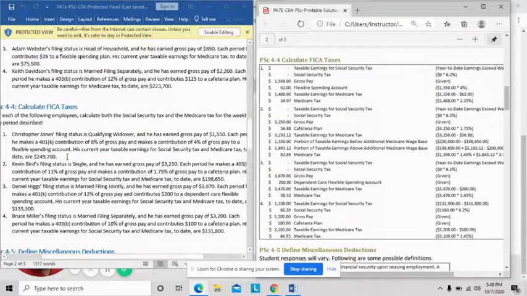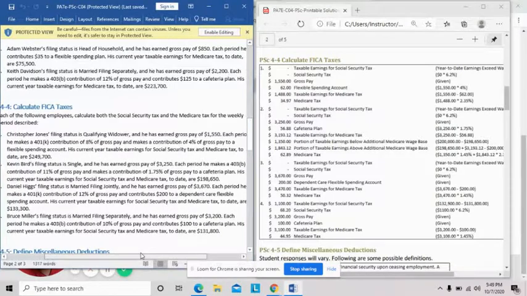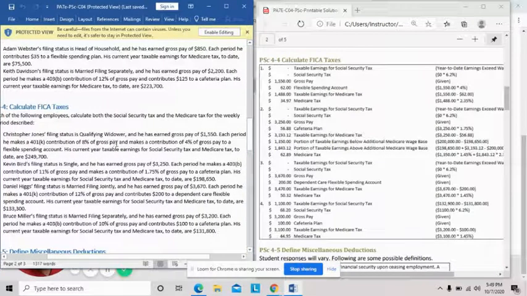Okay, so FICA taxes. Number 1, Christopher Jones, filing status is qualifying widower, gross pay of $1,550. Each period he makes a 401k contribution of 8% gross pay and makes a contribution of 4% of gross pay to a flexible spending account. His current year taxable earnings for Social Security tax and Medicare tax to date are $249,700.